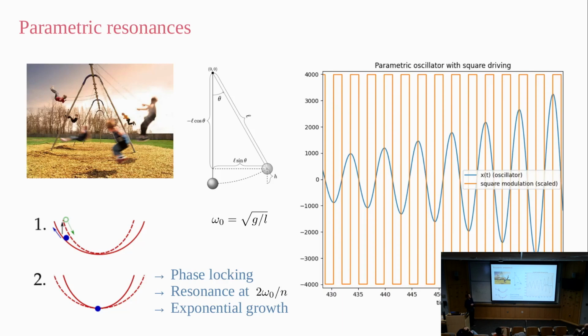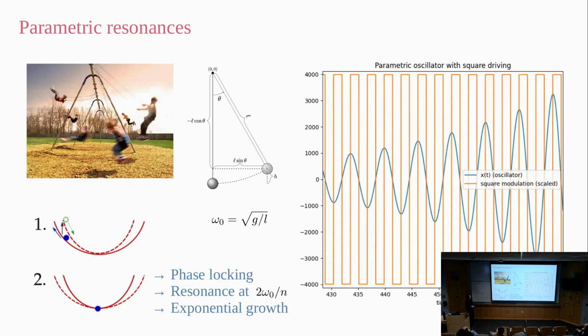Parametric resonances are basically the operating principle behind swinging on a swing. What you do is you extend your feet and contract them back, and by that you change the center of mass of the swing. And if you do this with the resonance frequency of the swing, you can supply some energy to the swing and excite oscillations. A very simple model for that would be a particle in a square potential.